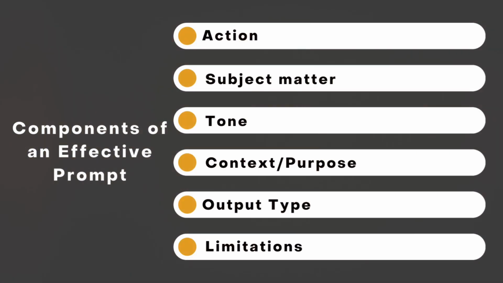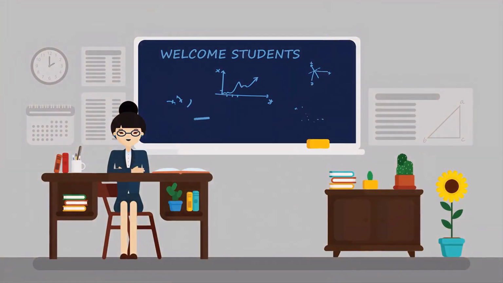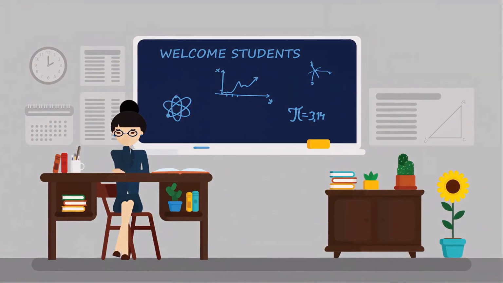We help the model define the action and the subject matter. We also set the tone and provide context and purpose. The model is also instructed on the desired output type and any limitations. And depending on the scenario, we may provide additional examples and references. Now let's zoom in on each component together.